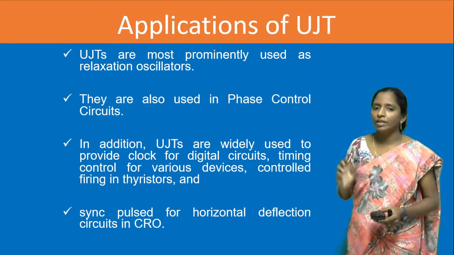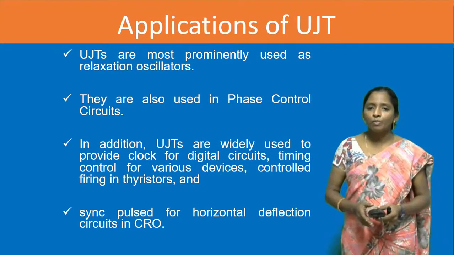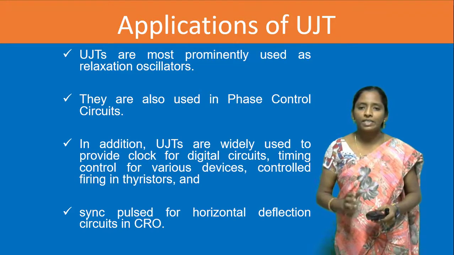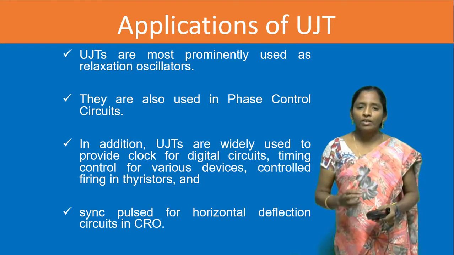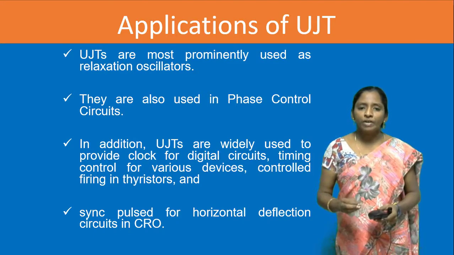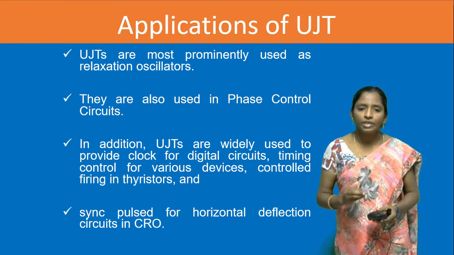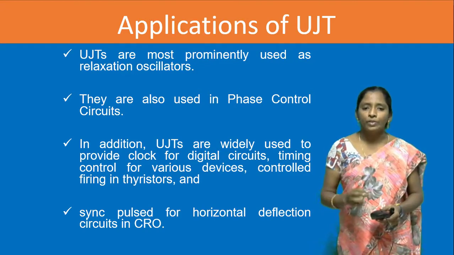Applications of UJT. The UJTs are most prominently used as a relaxation oscillator. That means it can be used to produce non-sinusoidal waveforms. That means to produce square wave, pulse wave, triangular, sawtooth waveforms, we are using UJT. They are also used in the phase control of the circuit. To control the phase of any circuit, we are using UJT as a timing circuit.